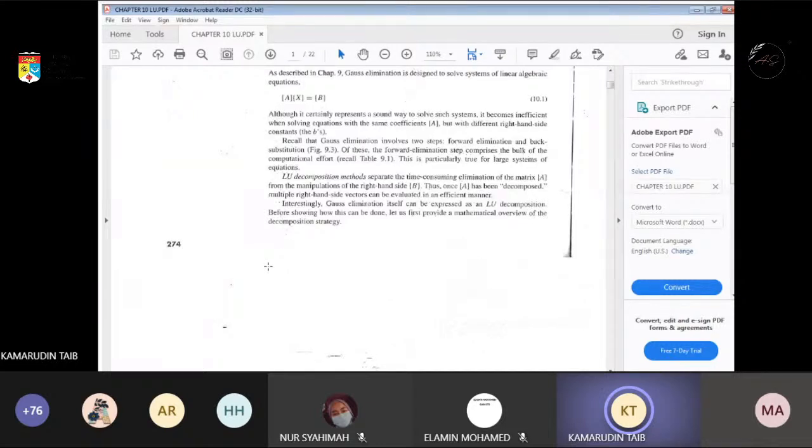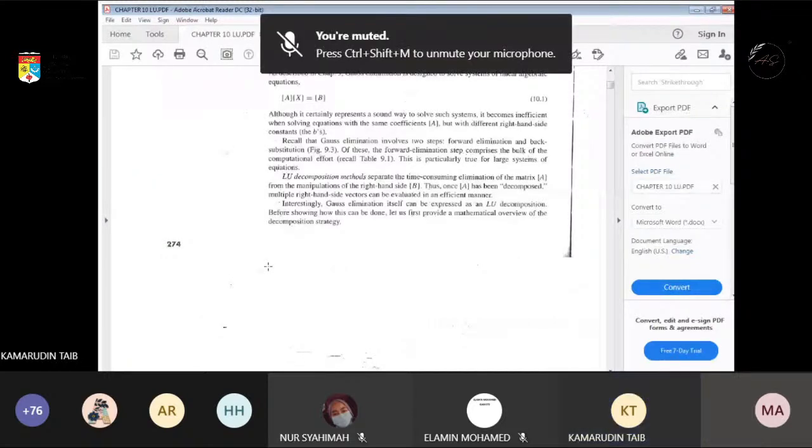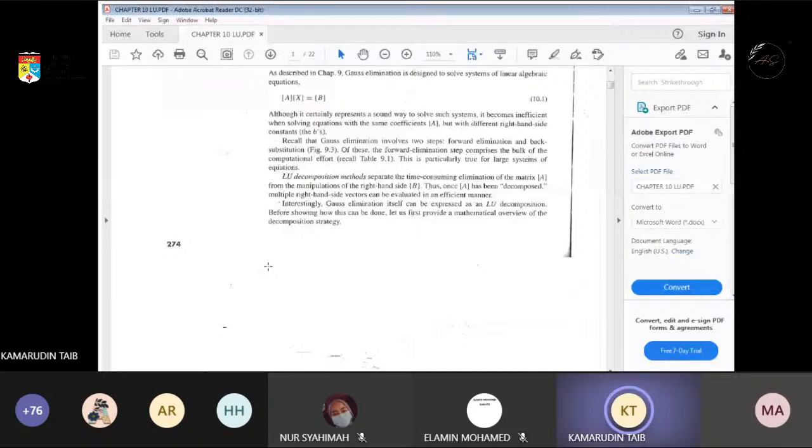So if we have a big size of matrix, you will need a lot of memory space in the computer system. If you use this method, the space of the zeros in the lower and upper triangular matrices can be used.